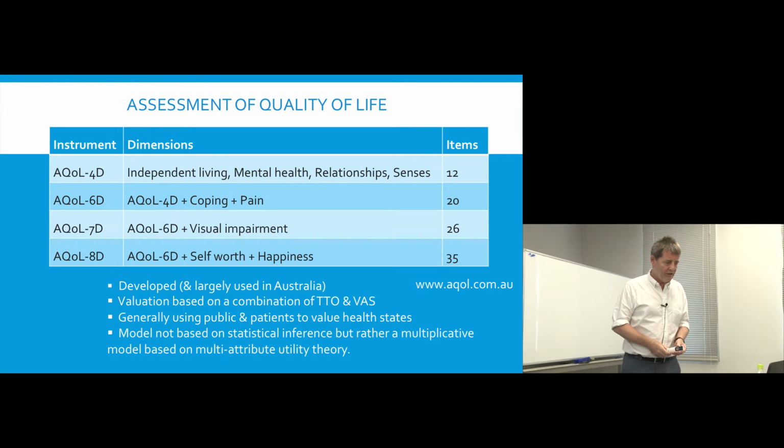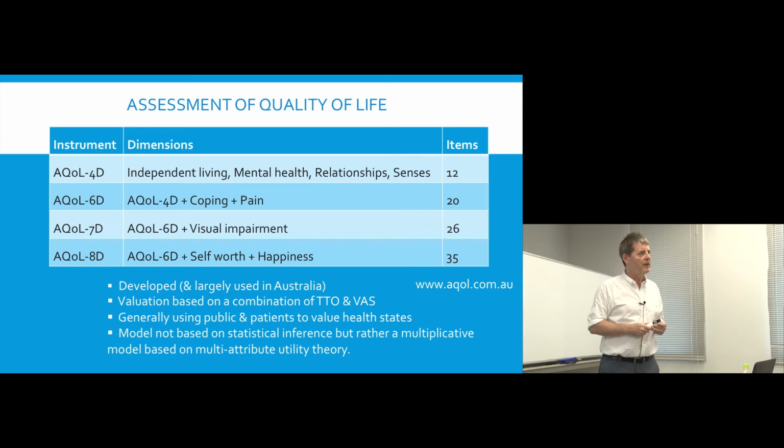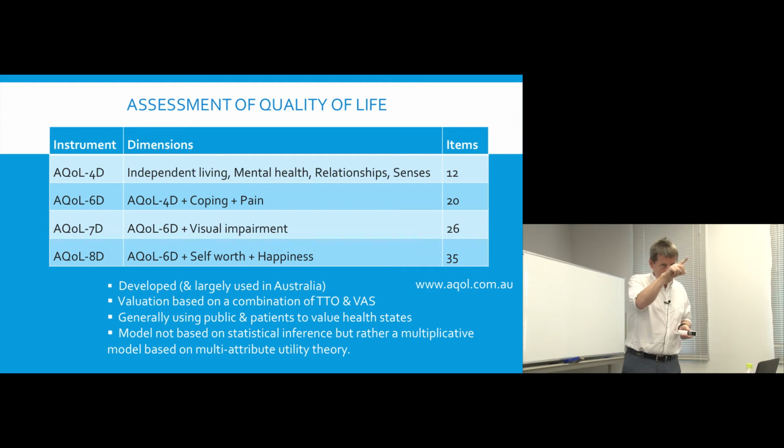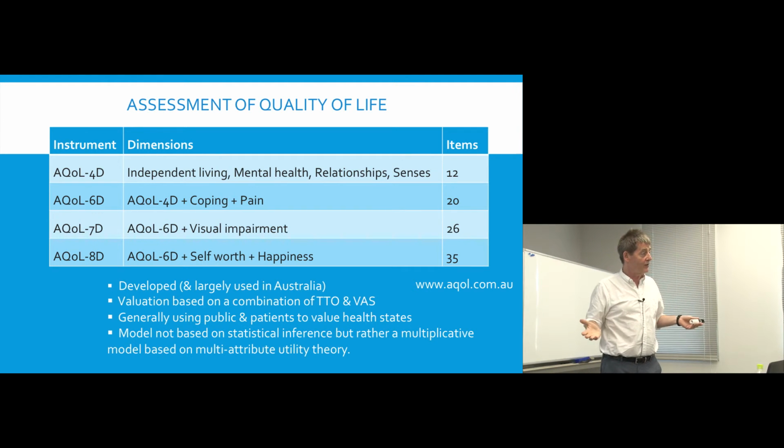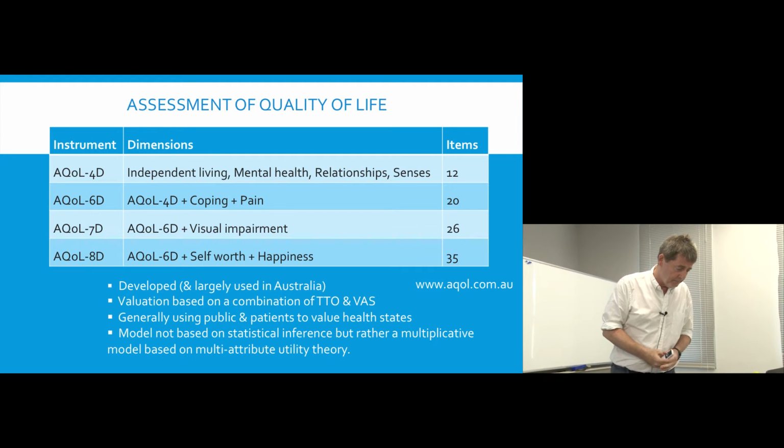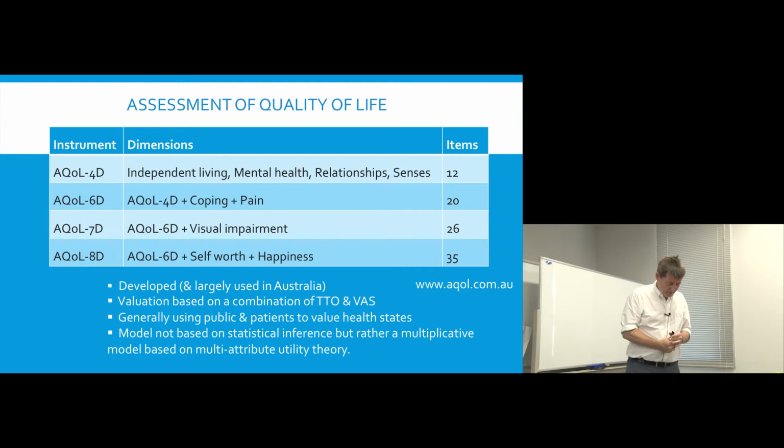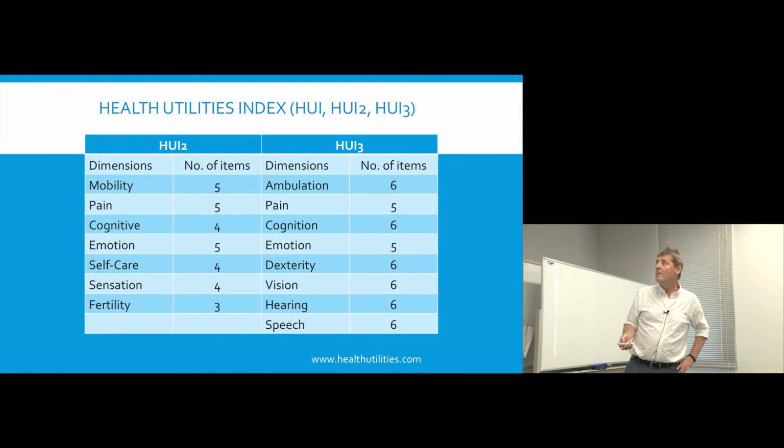Valuation is a combination of time trade-off and visual analog scale. A visual analog scale is simply a line, usually with equal segments, and you ask somebody to score themselves on that line. Not thought a very good measure generally. So that's AQAL. HUI, the Health Utilities Index.